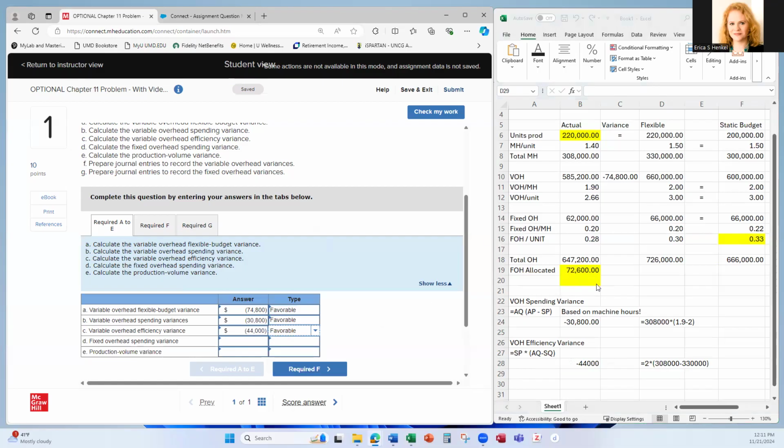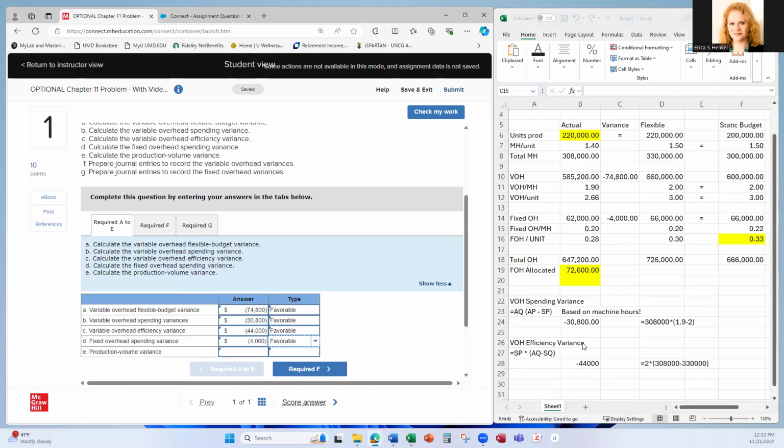Okay. So the next thing, fixed overhead spending variance. That's a super easy one, right? We just take the difference between the spending here. So B14 minus D14. So that's minus 4,000. Also favorable. And then the last one is our production volume variance.